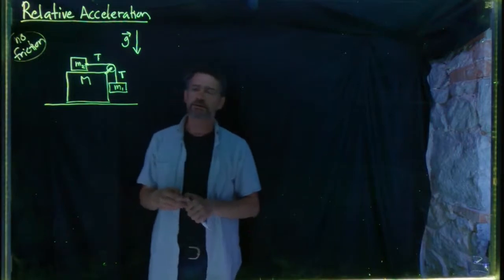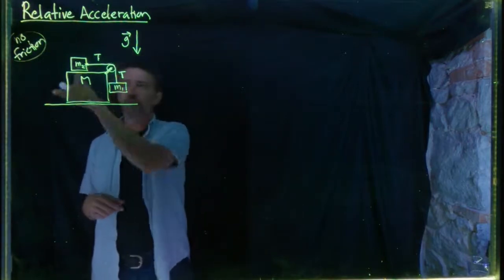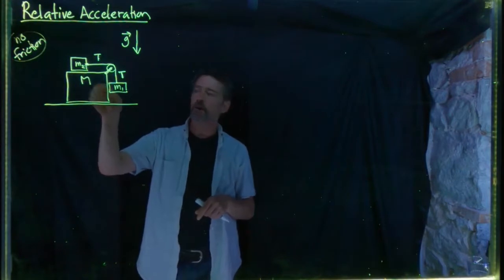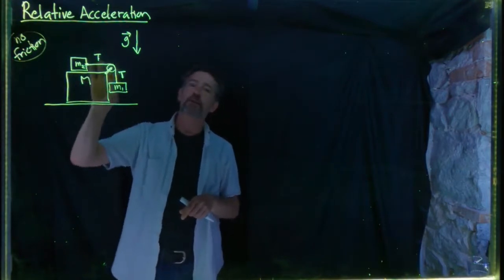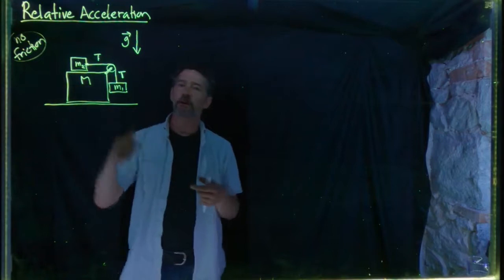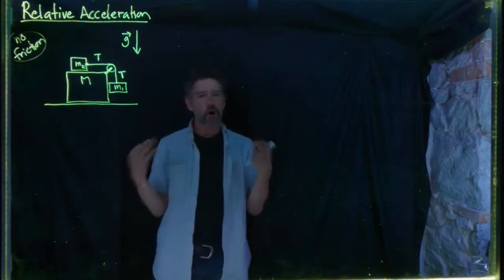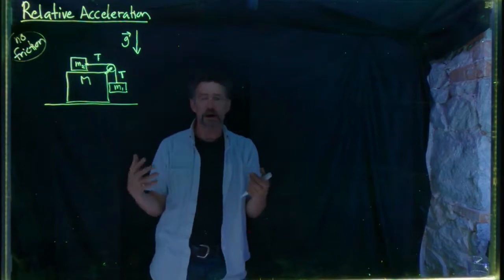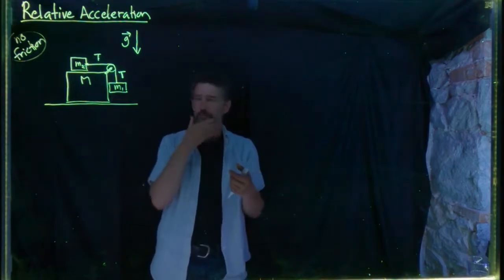Well, basically the same thing. M1 is going to accelerate down, M2 is going to accelerate to the right, but what about big M? Well, obviously big M isn't going to accelerate up or down. If there's any acceleration, it's going to be to the right or to the left. Okay, so then what could cause an acceleration to the right or to the left? Well, are there any forces acting to the right or to the left on big M?